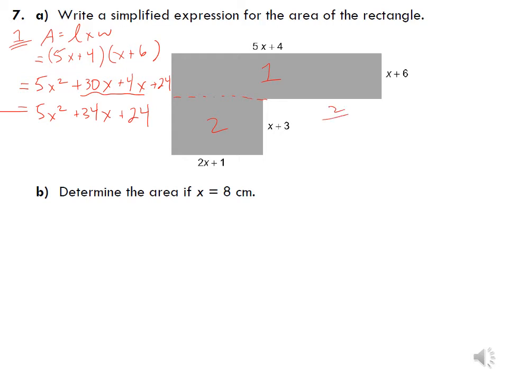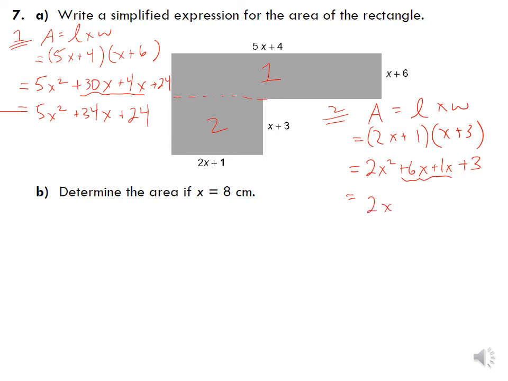Let's do rectangle number 2 over here. Same thing, it's kind of a rectangular shape, length times width. Doesn't matter what you call what. We'll say length is 2x plus 1, width is x plus 3. How do you multiply 2 binomials? You FOIL. First times first, 2x squared. Outside, 2x times 3 is 6x. 1 times x, 1x. 1 times 3, 3. So there's our first, outside, inside, last. Collect like terms. That's our middle ones. 2x squared plus 7x plus 3. So we have an expression for number 1. We have an expression for number 2. I want, though, the total area.